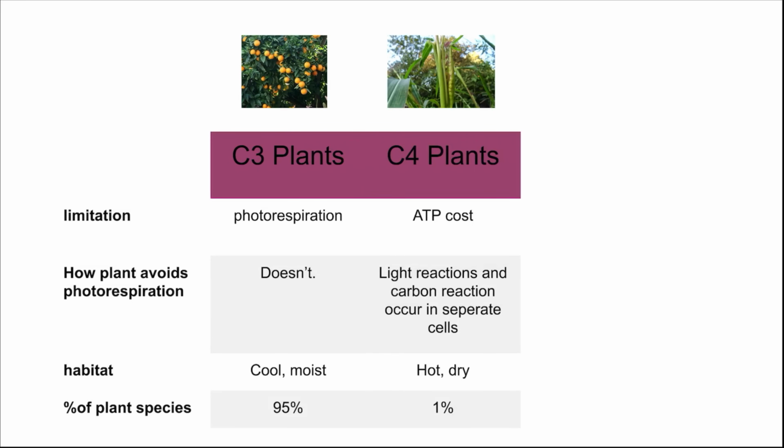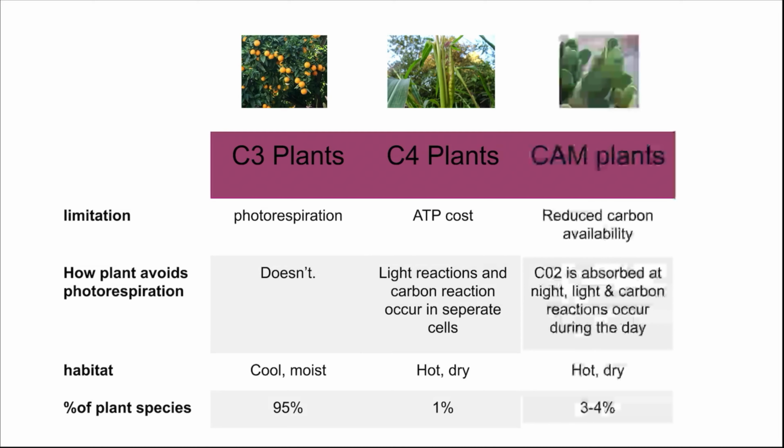C4 plants avoid this by having light reactions and carbon reactions occurring in separate cells. There is a cost of ATP. Plants like this occur in hot and dry climates. Corn is an important cereal crop and a good example of a C4 plant. About 1% of plant species are C4 plants.